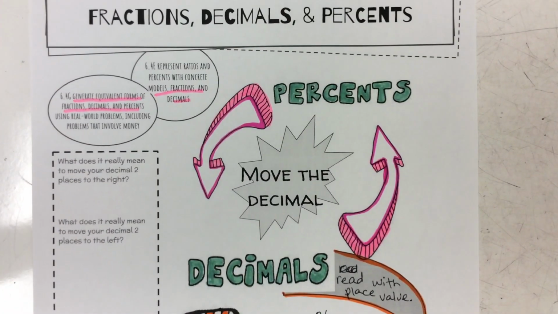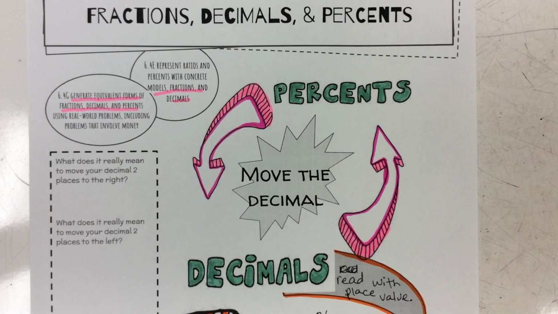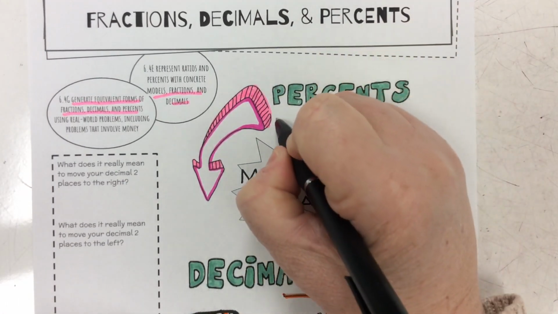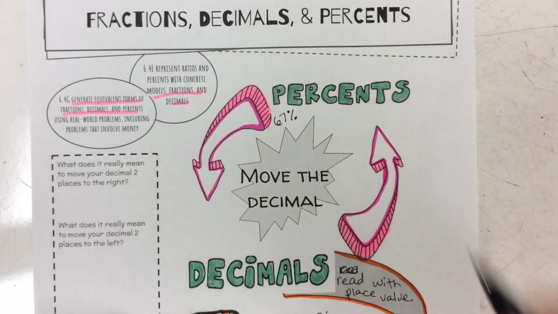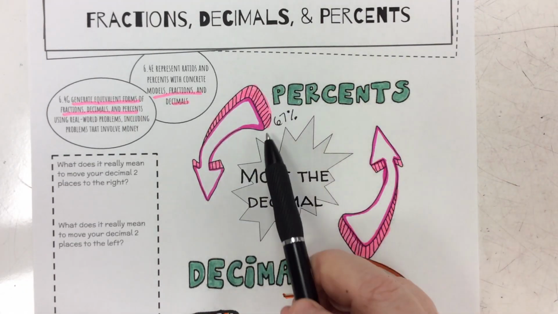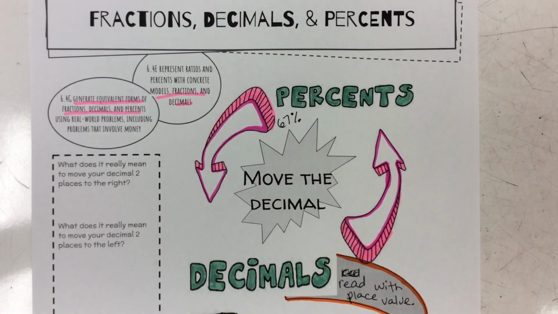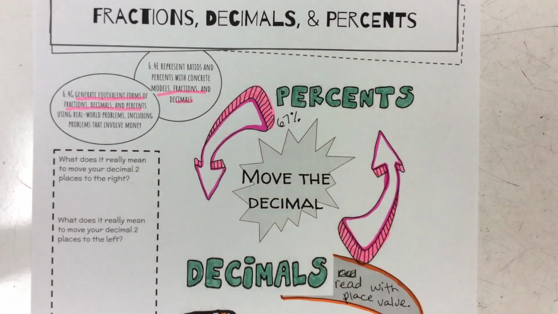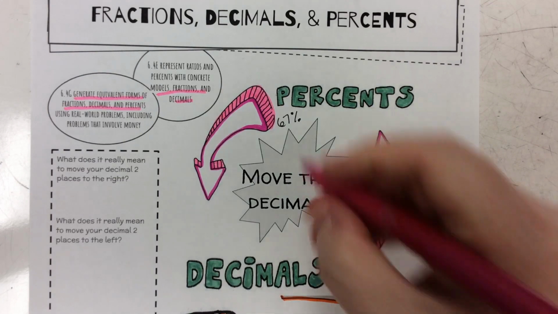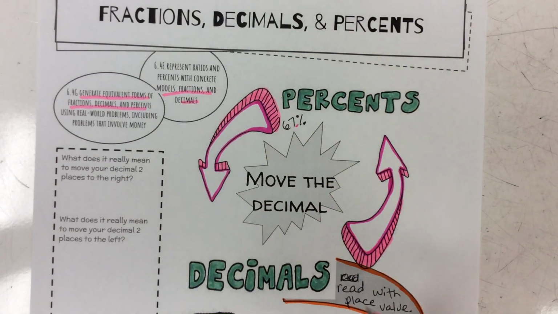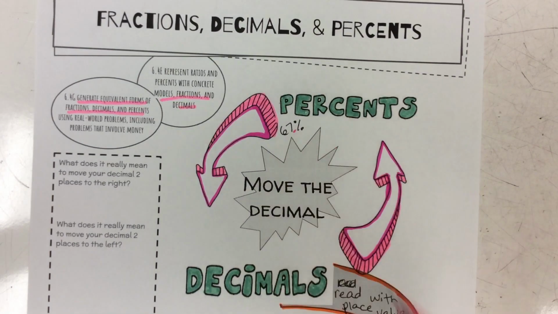Okay, now we have percents. So let's look at decimals to percents, or percents to decimals. So if I had a percent, let's say I have 67%, and I want to make it a decimal. Now, percent is just a number, a representation out of 100. It's just a comparison of something out of 100. So 67% means 67/100ths. So when I'm looking at my 67, your decimal is actually after the ones place. So you're going to move your decimal 2 places to the left.